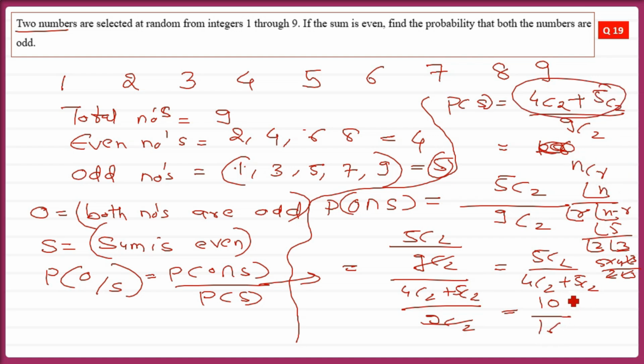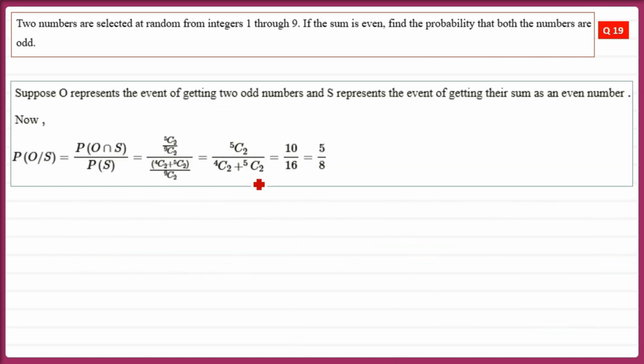Similarly, the denominator comes as 4C2 plus 5C2. When you add, it is going to come as 16. Can you try yourself? 4C2 plus 5C2 is 16. 5C2 is 10. 10 by 16 is 5 by 8. So this is the short version of what we were intending to do. Okay, you can just try it.